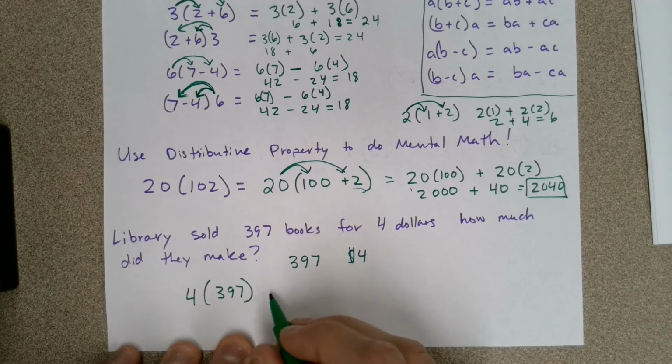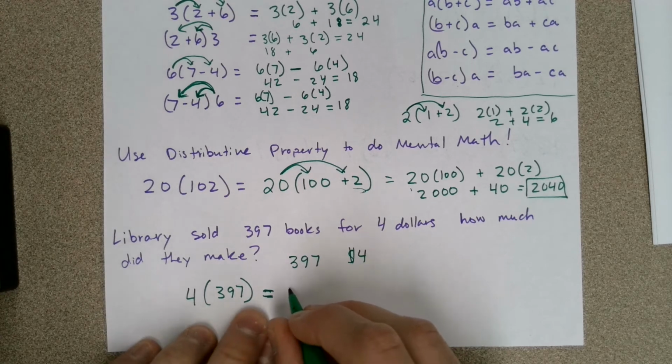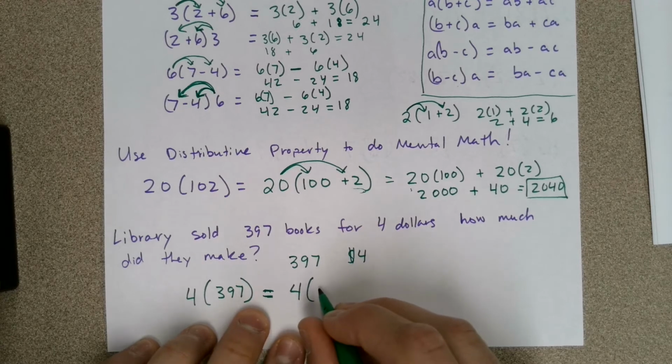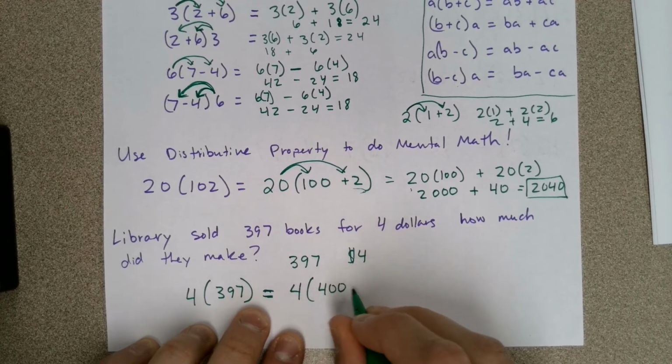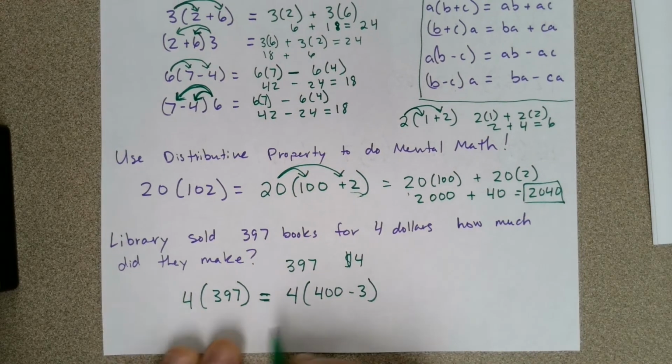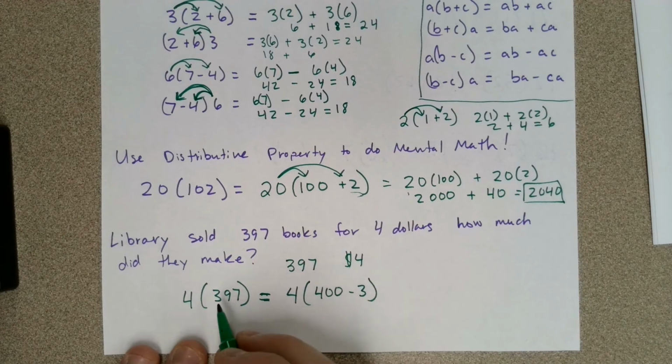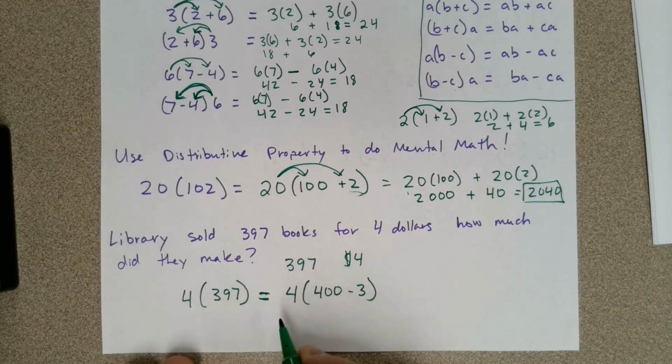I see this. I'm thinking, I want to write this a little differently. Check this out. This is huge right here. 4 times 400 minus 3. Is that the same thing? 400 minus 3 is 397. They look the same to me. A little different, but it works.